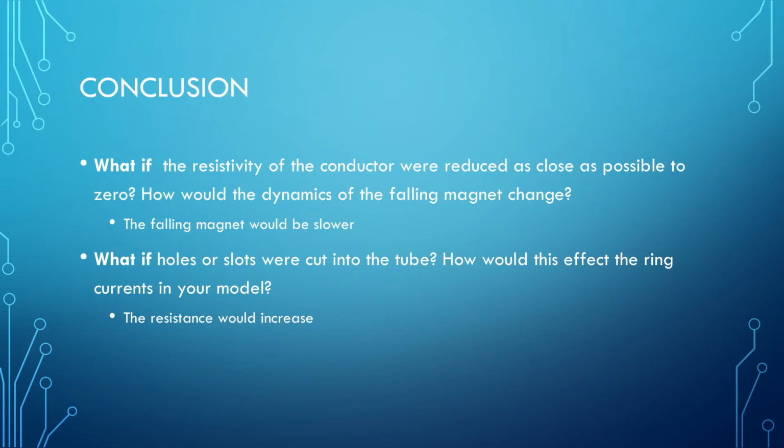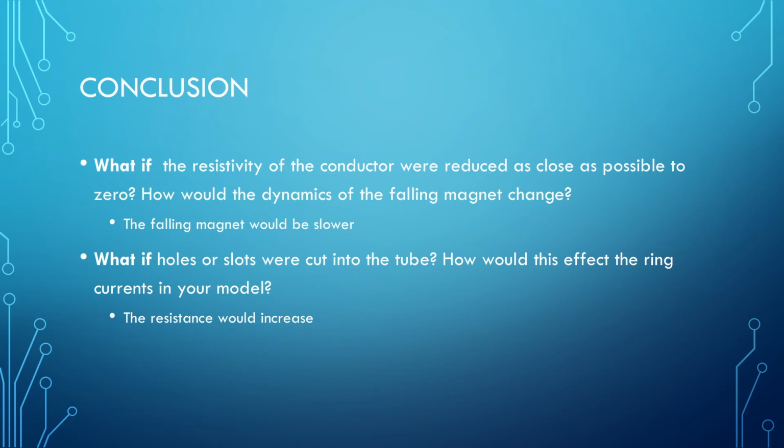The first one is, what if the resistivity of the conductor were reduced as close as possible to 0? How would the dynamics of the falling magnet change? So the falling magnet would be slower as the current would be larger and the magnetic force from the aluminum tube would be greater.